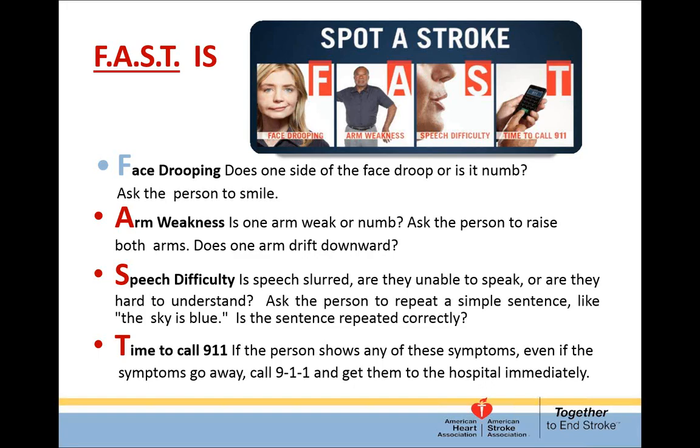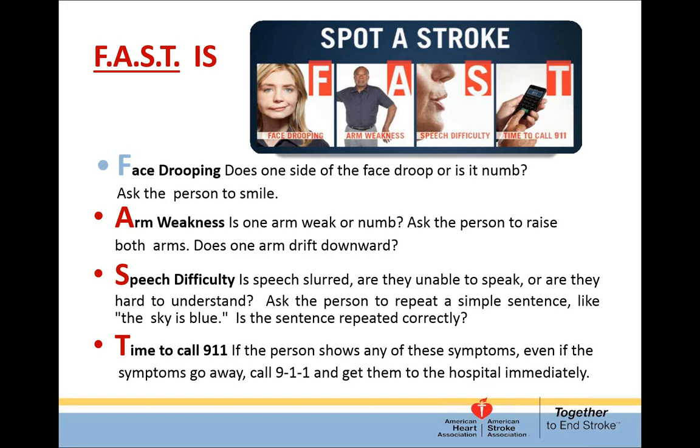There you go. Okay, so this is a very nice acronym, since we're all from the world of acronyms, FAST, from the American Heart Association. It's a way to remember the symptoms of stroke and what to do.